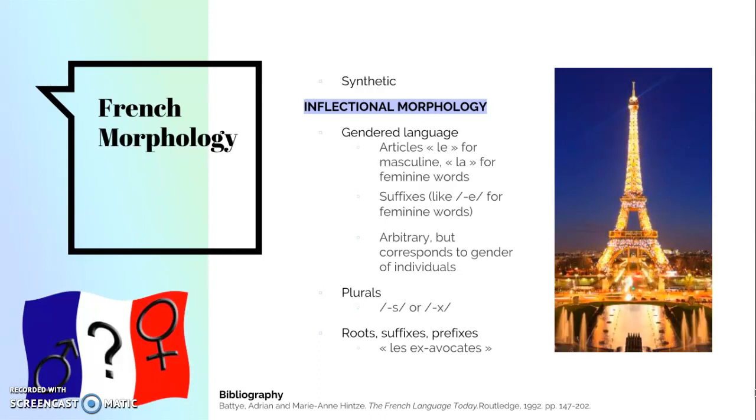So in this last part, root suffixes and prefixes, you can see les ex-avocates means the female lawyers who are no longer lawyers. Les is the article for the, ex meaning no longer, just like in English, avocat, which is lawyer, and then an e at the end, which means that it's female, and an s, which means that it's plural.